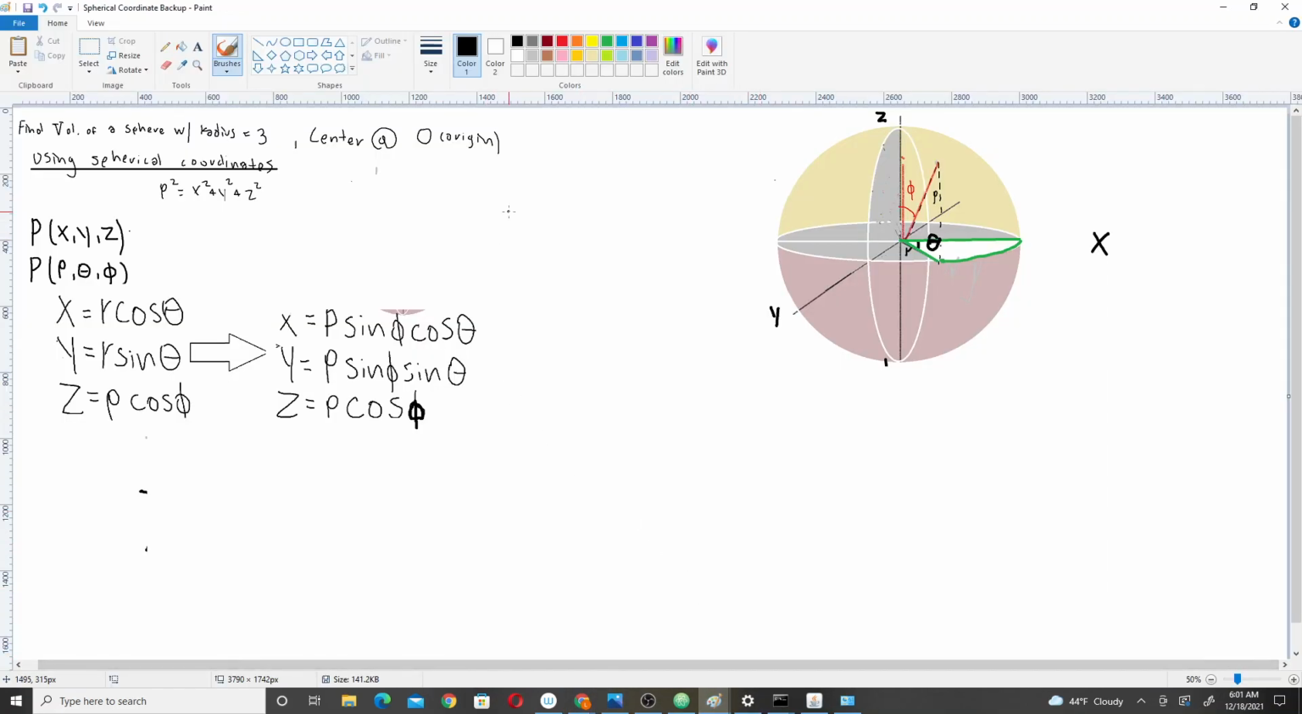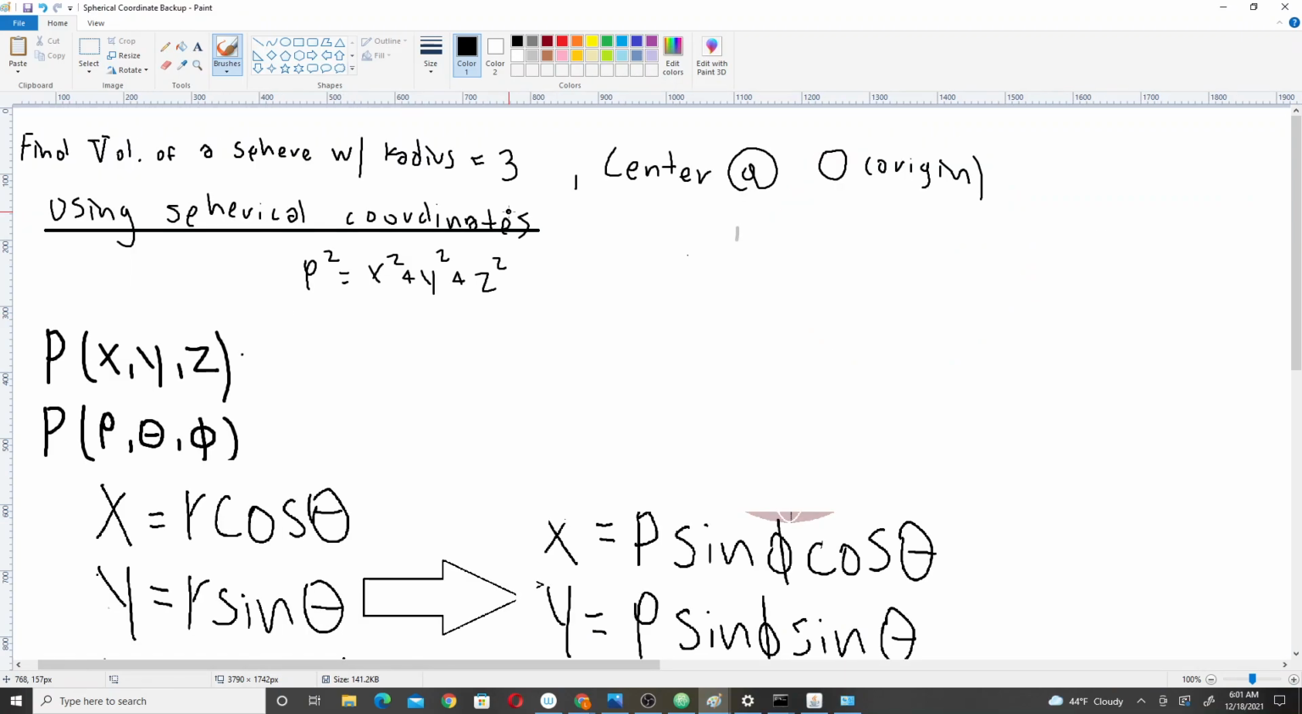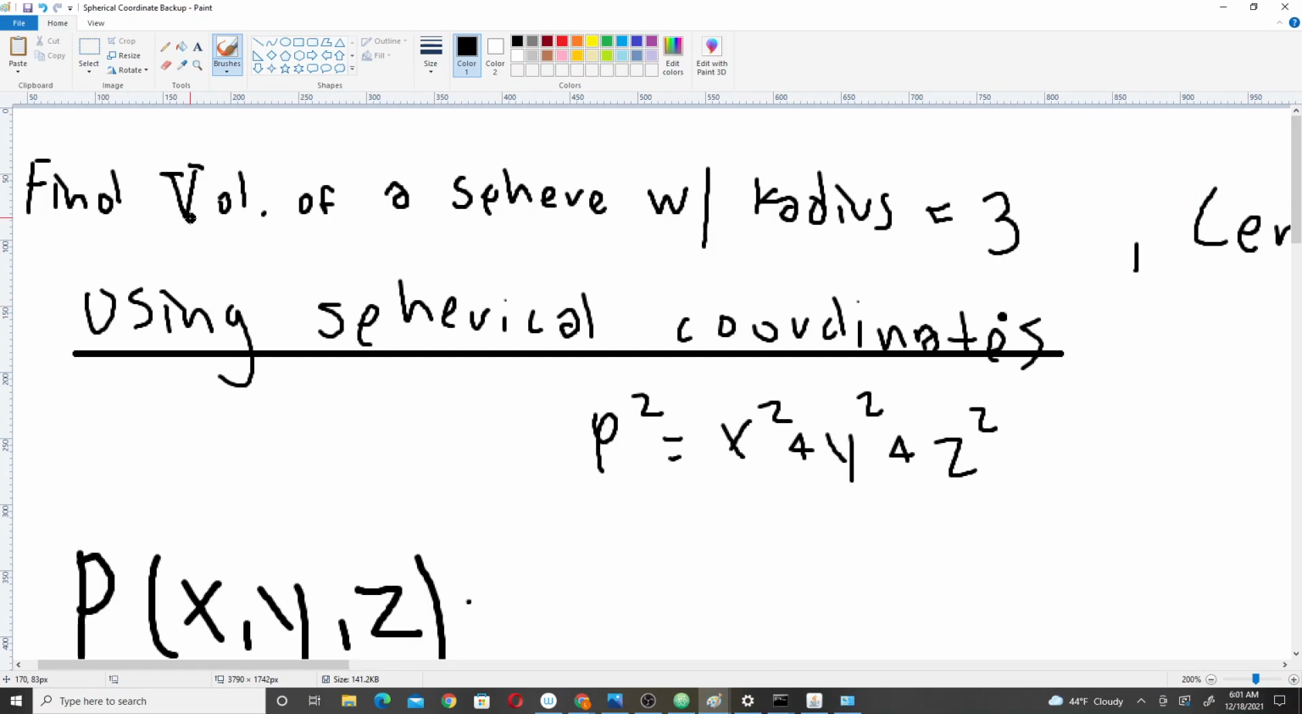Hello everyone, I have this problem for you today. It says, find the volume of a sphere with radius 3 using spherical coordinate integration. So some things you need to know before you do this is that rho squared is equal to x squared plus y squared plus z squared.